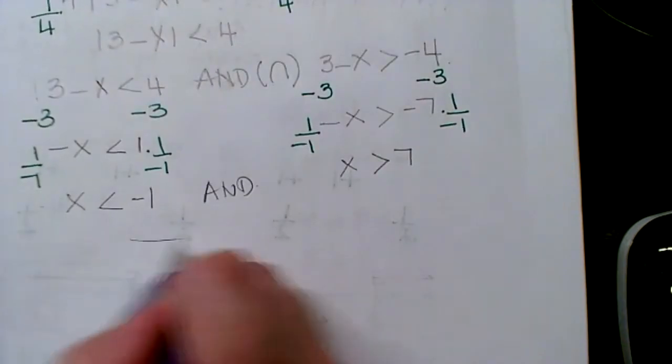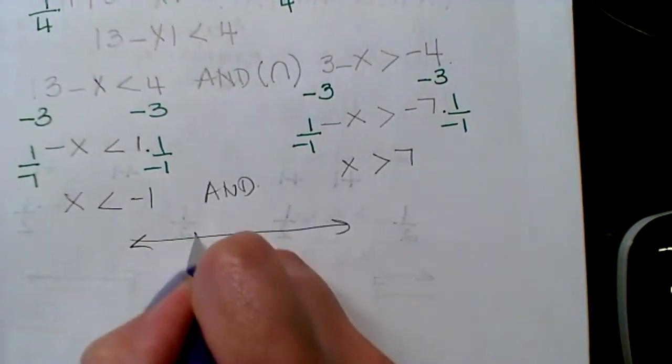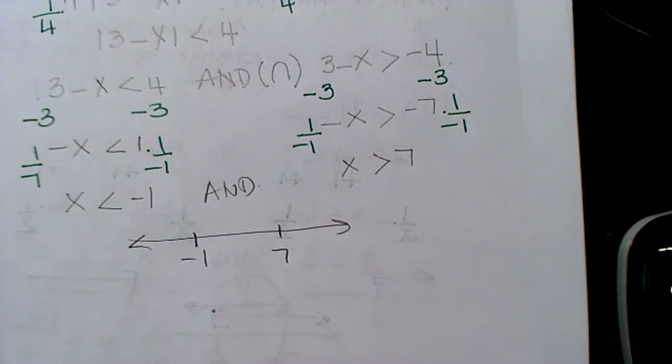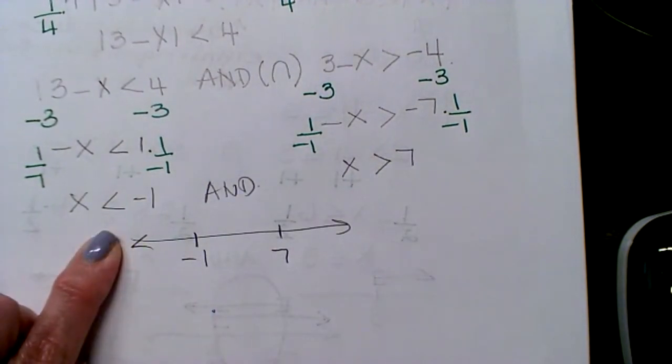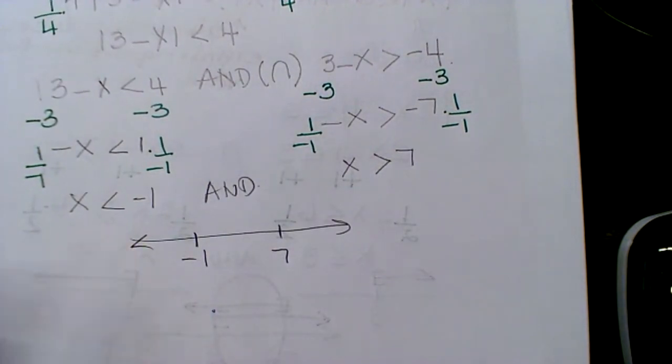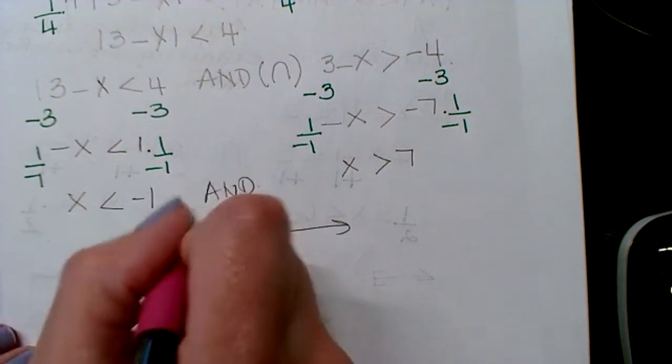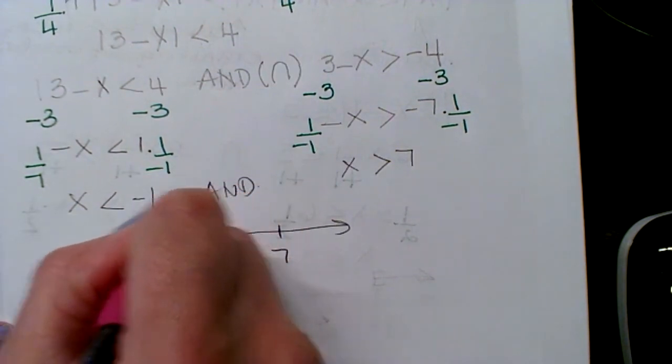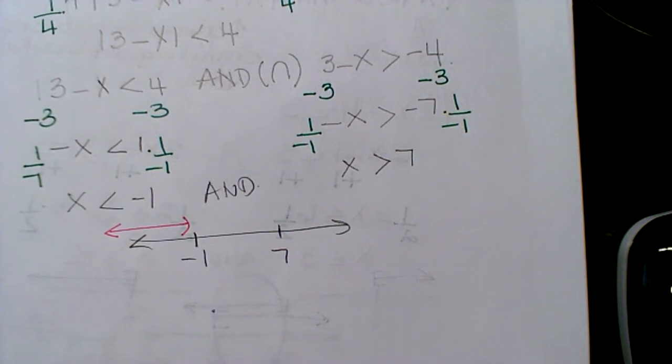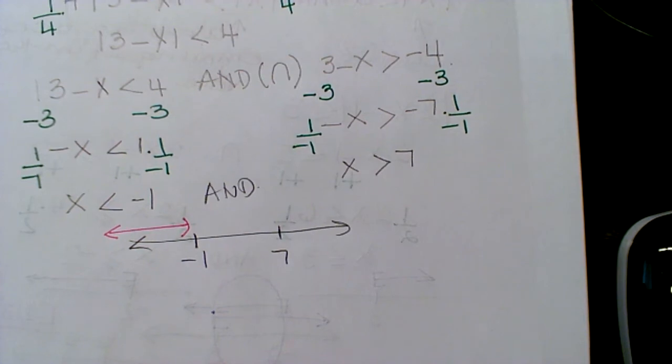So what do we have? We have a negative 1 and we have a 7. The numbers that are less than negative 1. Less than negative 1. Right? Done. You know what? I should have changed.